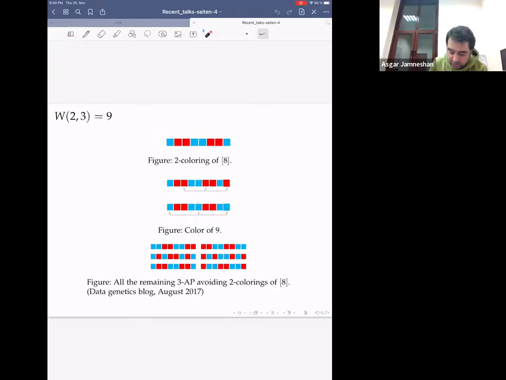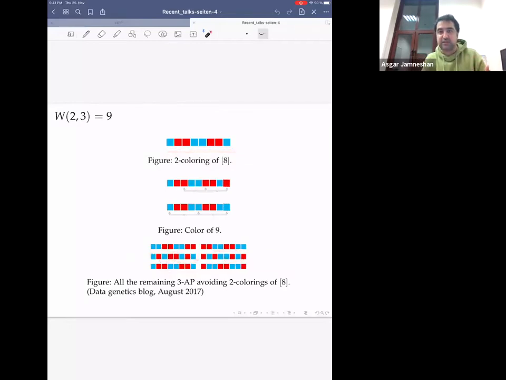And all the other 2-colorings of 8 numbers which avoid a 3-term progression are listed here. So you can just check this through. This is just a combinatorial exercise, which is rather elementary. You just try to split the first 8 numbers into 2 collections such that none of them has a 3-term progression. And these are all the possibilities, these 7 possibilities.